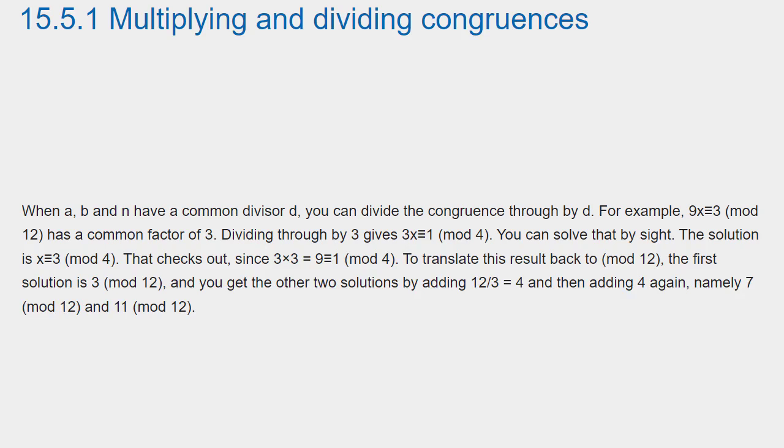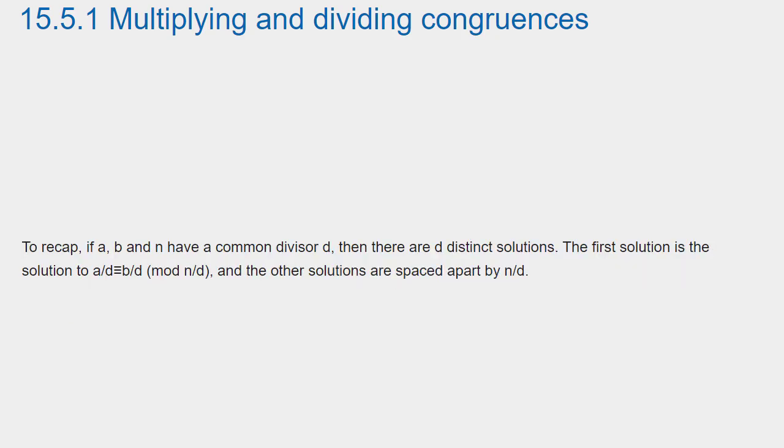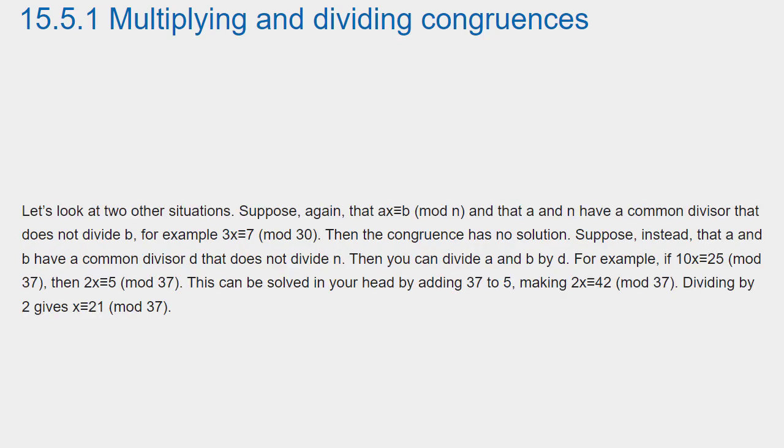To translate this result back to mod 12, the first solution is 3 mod 12, and you get the other two solutions by adding 12 divided by 3 equals 4, and then adding 4 again, namely 7 mod 12 and 11 mod 12. To recap, if a, b and n have a common divisor d, then there are d distinct solutions. The first solution is the solution to a over d x is congruent to b over d, mod n over d, and the other solutions are spaced apart by n over d.